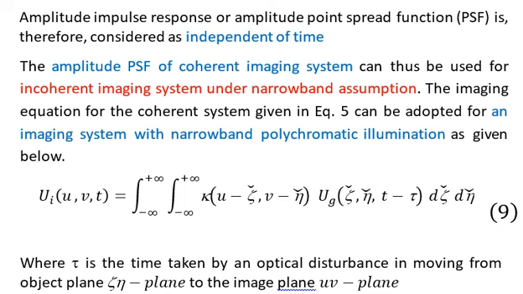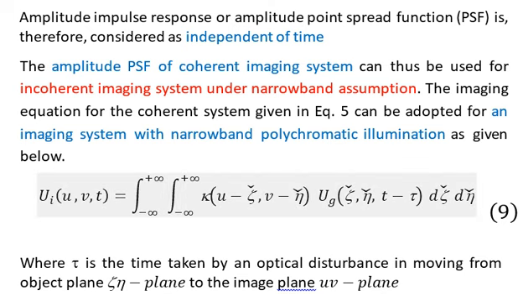The amplitude point spread function of the coherent imaging system can thus be used for the incoherent imaging system under narrow band assumption. The imaging equation for the coherent system given in equation number 5 can be adopted for an imaging system with a narrow band polychromatic illumination as given below. So we have written this equation for a narrow band polychromatic source, and you know that we have adopted it from the equation given for the coherent source.